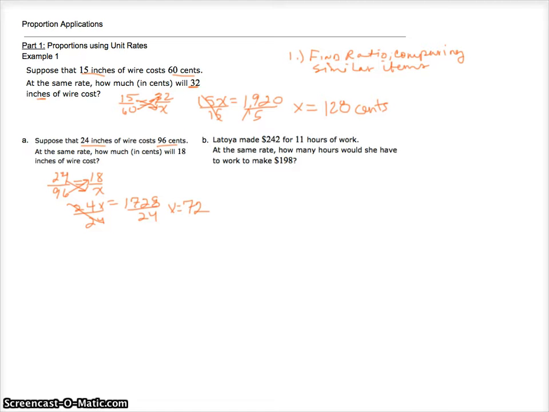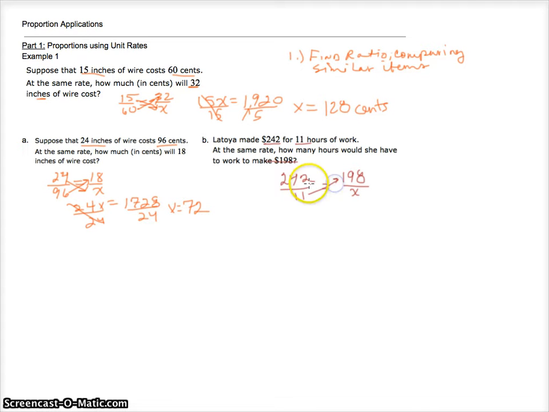Let's practice one more together. Latoya made $242 for 11 hours of work. That's my first ratio. At the same rate, how many hours did she have to work to make $198? So my dollars were on top. I'll put the dollars on top again and put the hours on bottom.